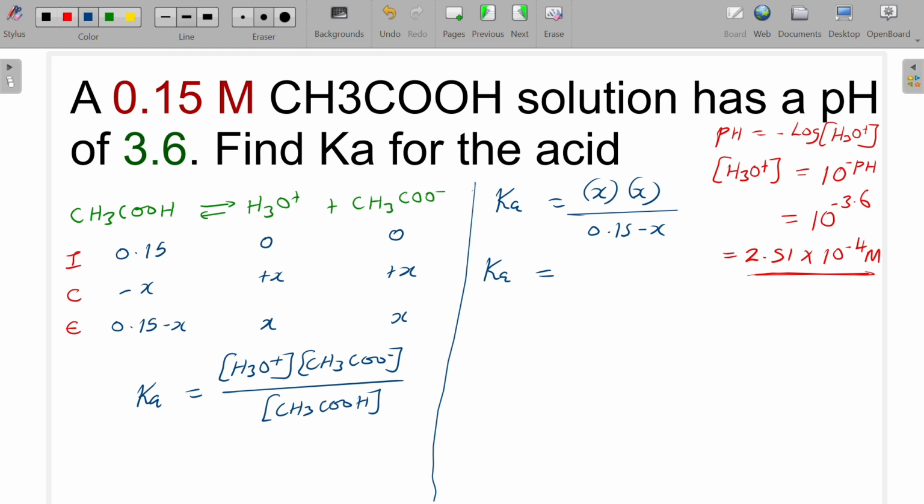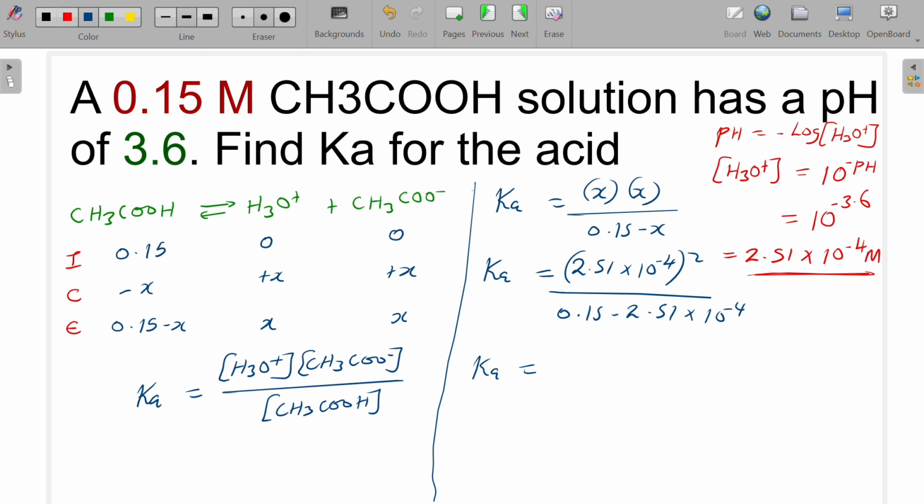So coming back to our Ka here, on top we're going to have x squared, which is basically 2.51 times 10 to the power of minus 4, squared. Then this will be divided by, down here, 0.15 minus the x value, which is 2.51 times 10 to the minus 4.